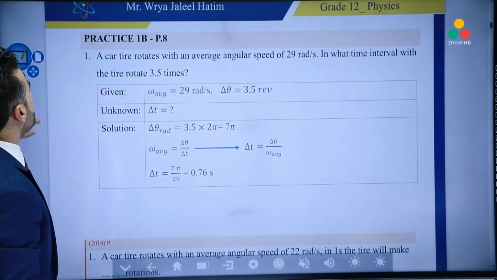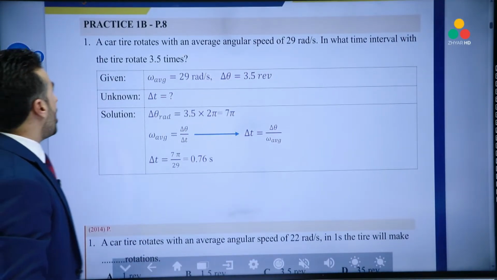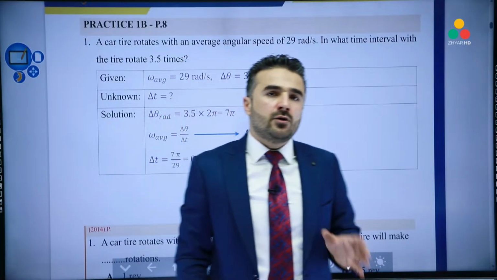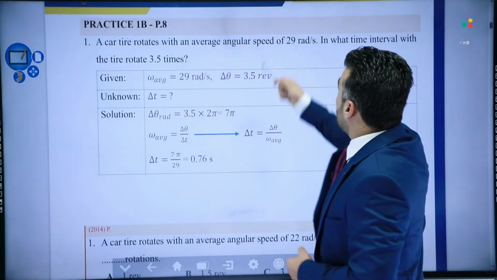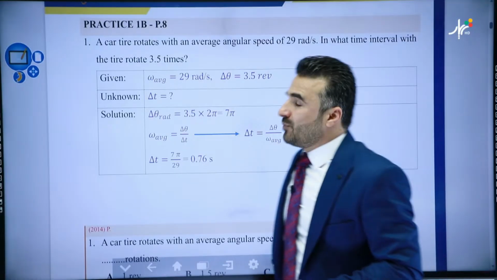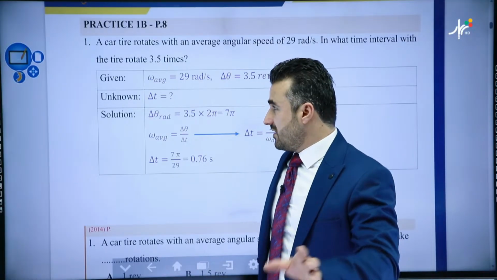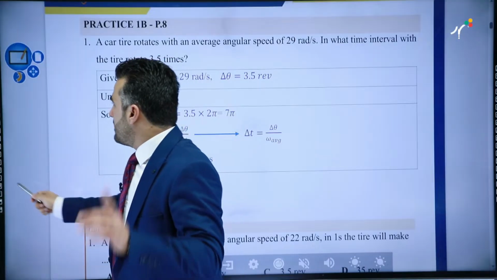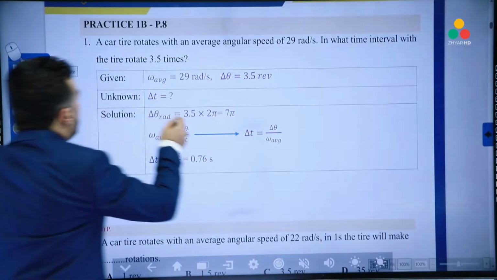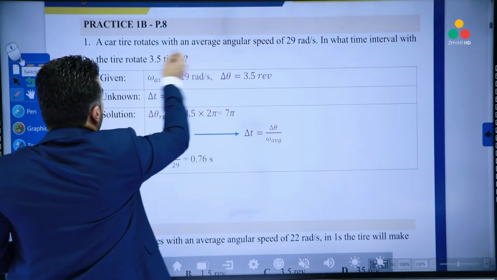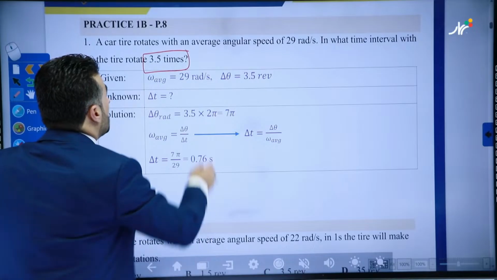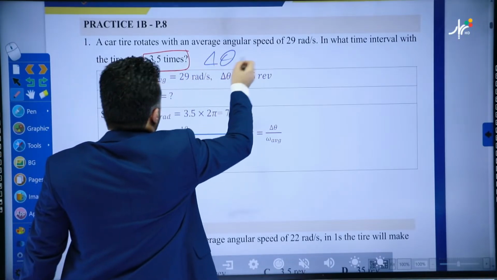All right, now practice 1b. It says a car tire rotates with an average angular speed of 29 radian per second. That is the angular speed. In what time interval will the tire rotate 3.5 times? The idea is very close to the other one, with a slight difference. The difference is this: it tells you the tire rotates 3.5 times. This is angular displacement.